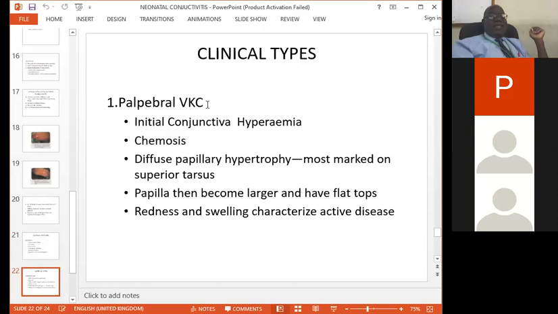Palpebral vernal keratoconjunctivitis, palpebral VKC: initial conjunctival hyperemia and chemosis. Chemosis is edematous. Diffuse papillary hypertrophy, most marked on the superior tarsus. You saw the picture. Papillae then become larger and have flat tops. That's what they refer to as cobblestones. It's a further stage of the condition. Redness and swelling characterize active disease. So these are the features. You will see a lot of this, usually in Zambia, everywhere.